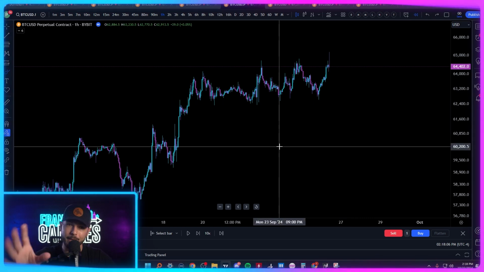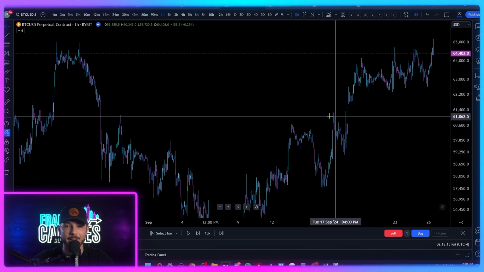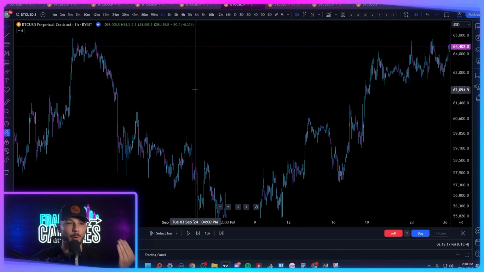A big thing that you might hear people say is when you're looking for support and resistance, you want to look left. Basically what they're saying is you want to look all the way to your previous price action because that's where your support and resistance comes from, right? It's just previous areas on the chart where price had found support or resistance.